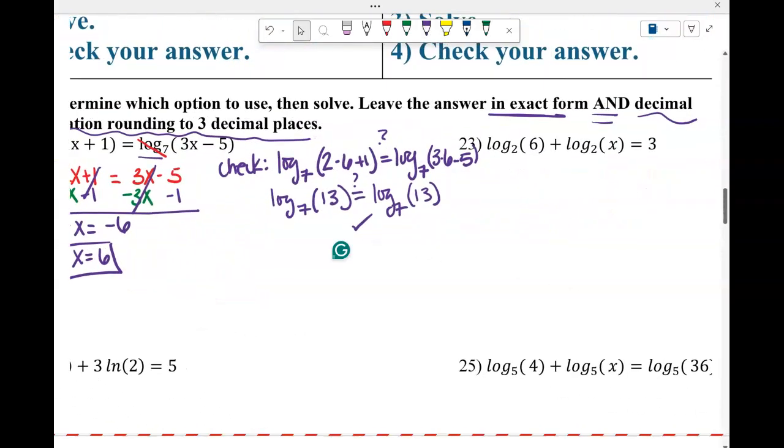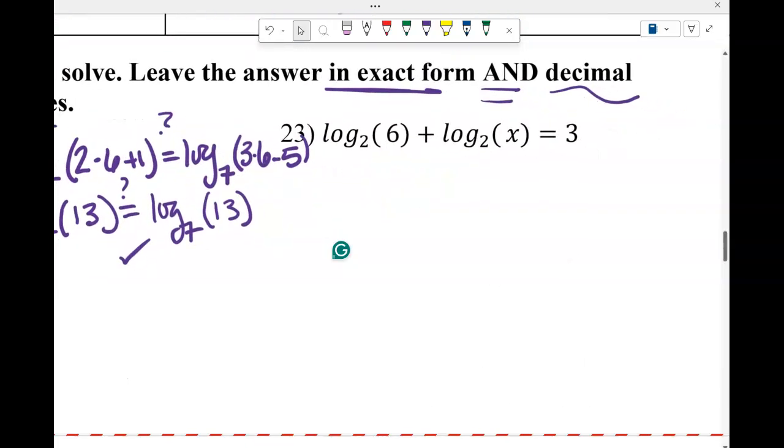Now let's move on to number 23. 23 says we have log base 2 of 6 plus log base 2 of x. We now need to use the properties to condense, okay? So this is an addition. An addition is going to use the product property, meaning that addition will allow us to rewrite this as a multiplication of 6 times x, okay? Then log base 2 of 6 times x equals 3.